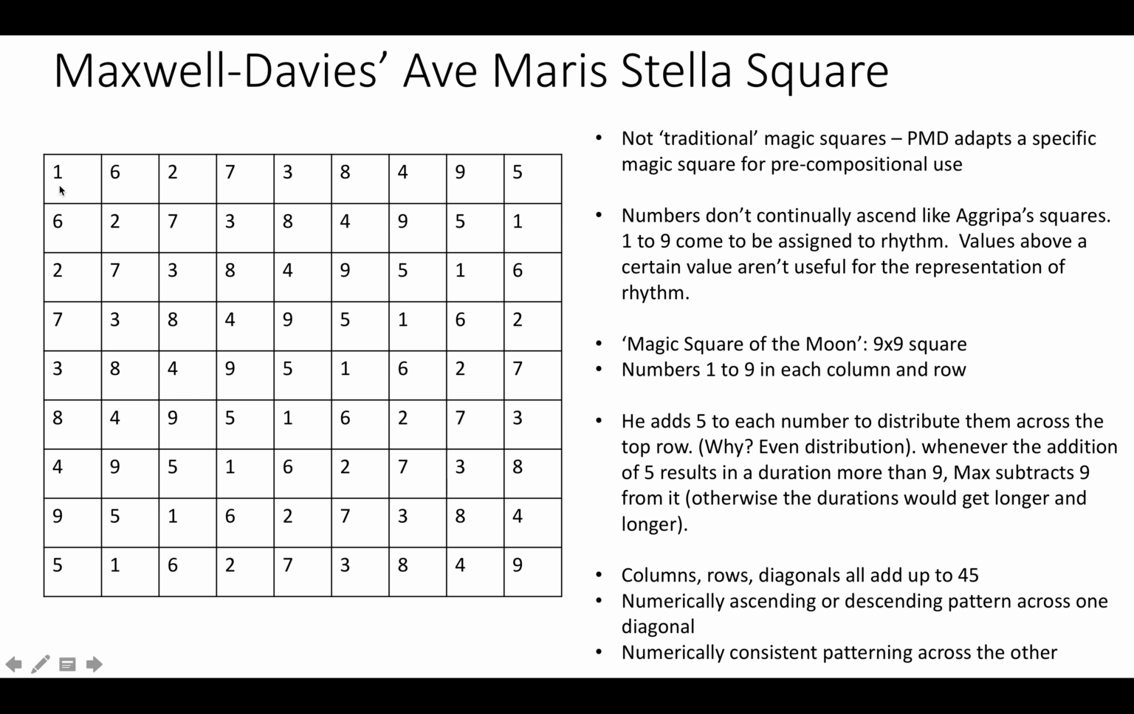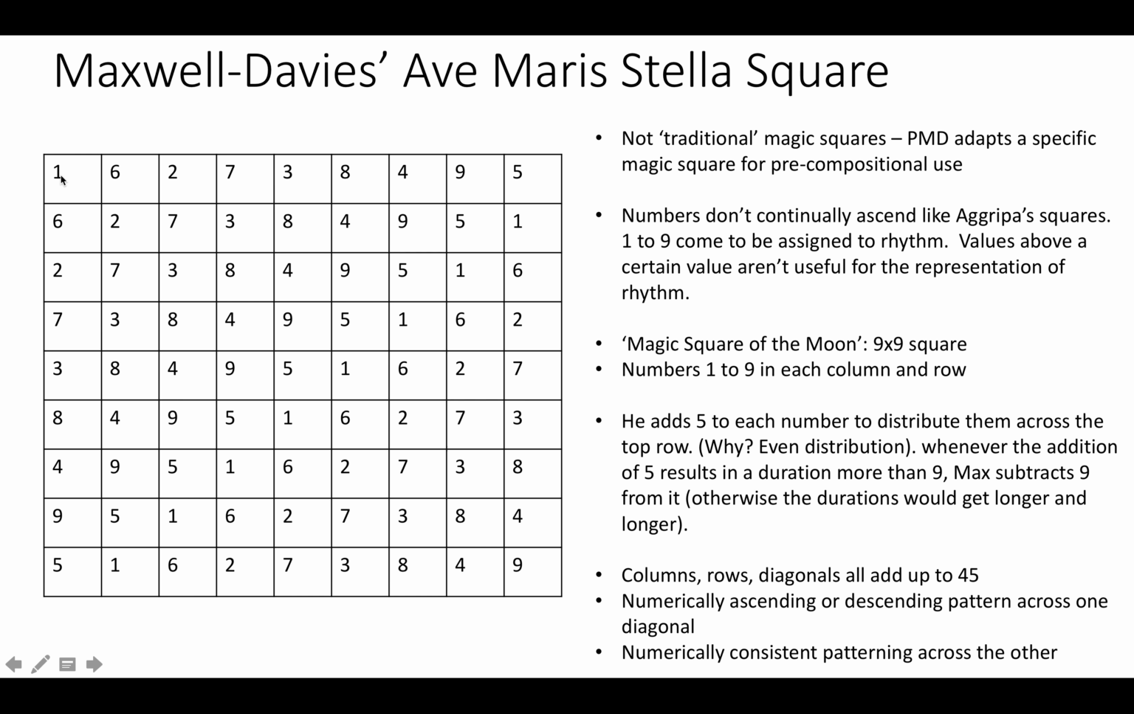Our constant for this magic square is 45. The numbers 1 to 9 all add up to 45. So we have this constant of 45 across the rows, across the columns, and across the two main diagonals, top left to bottom right, top right to bottom left. So there's a specific way that Maxwell Davies distributes the numbers in the square to achieve a certain mode of numerical patterning, and this is what I'm going to tell you about now.